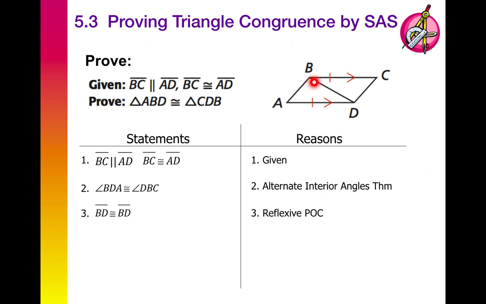We also know that BD is congruent to itself because of the reflexive property. So now I have a side, an angle, and a side. So now I can say that these two triangles are congruent without showing any of the other sides or angles because of side, angle, side. I have one side up here, I have the angle here, and I have the other side here. Once you have that, then side, angle, side works.